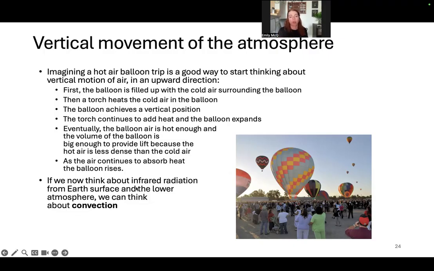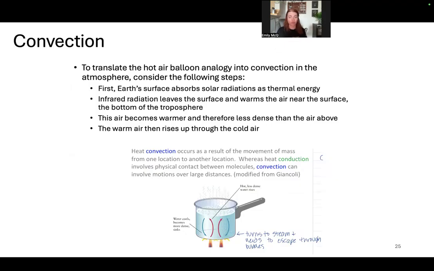If you think about infrared radiation from the Earth's surface in the lower atmosphere, that's what we think about. We think about it as convection. So the atmosphere is also convecting, just like the ocean layers did, just like Earth's mantle does. Convection's everywhere, y'all. To translate the hot air balloon analogy into convection, this is just another analogy. And you've seen this boiling water depiction before, where we have heat, the hot water rises, and then the cooler water sinks, and then back and forth and back and forth. So this happens with air as well.